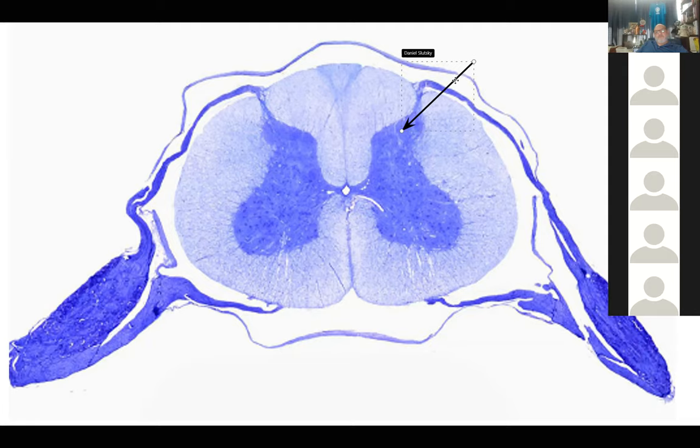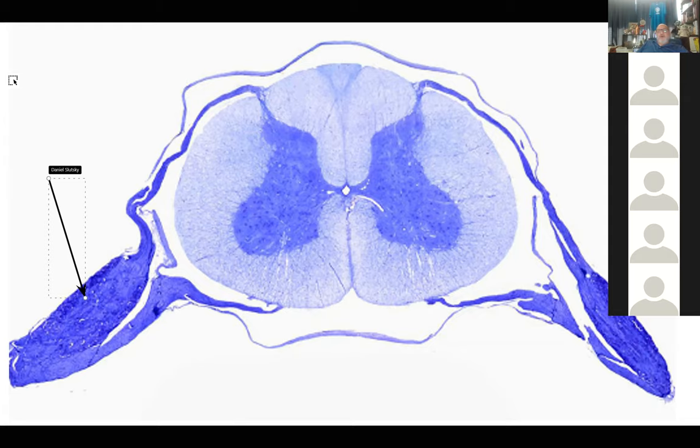Posterior gray horn. Excellent. It's not very big, but what region is this? Lateral horn. And of course, this is the anterior horn. Anterior gray horn. Excellent. Identify the structure. Dorsal root. Identify the structure. Ventral root. Excellent.